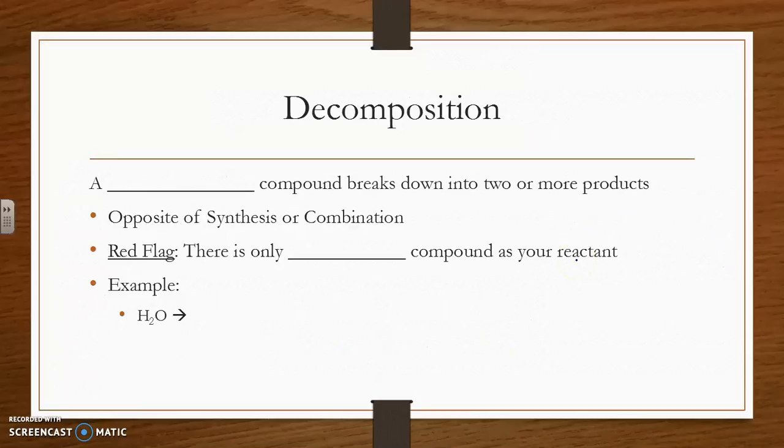In a decomposition reaction, you have a single compound, one compound breaking down into two or more products. It's the exact opposite of a synthesis reaction. What's the red flag? There's only one reactant. If you only see one reactant, you know it's a decomposition reaction. We'll get into how to determine what products are made later, but to start off simple, if it's binary, meaning two elements, it's going to break down into the elements that make it up. So this is hydrogen and oxygen.